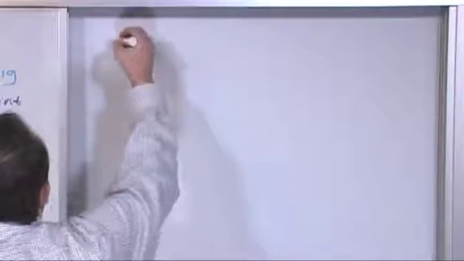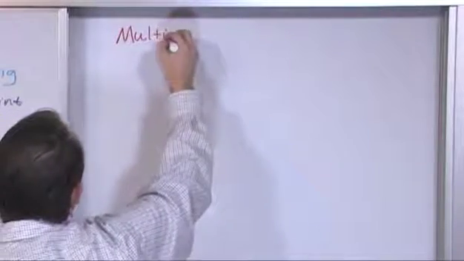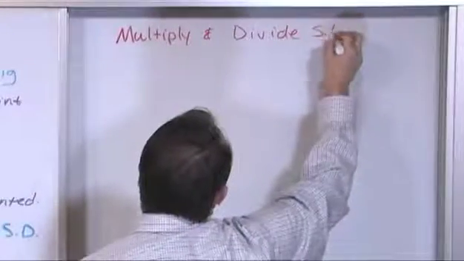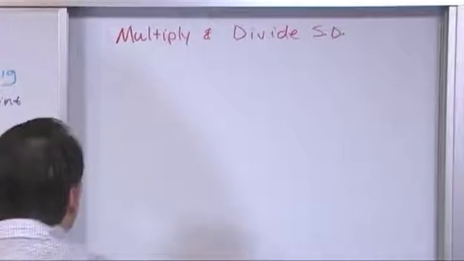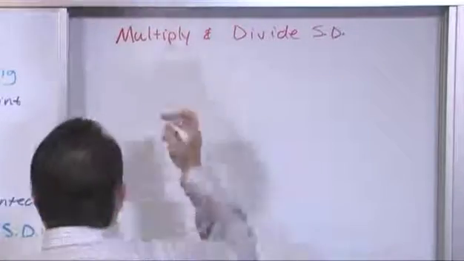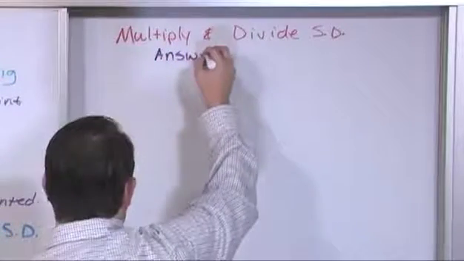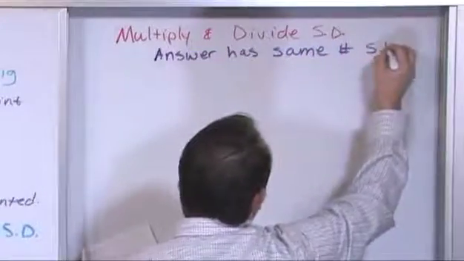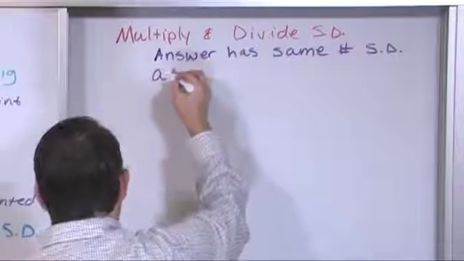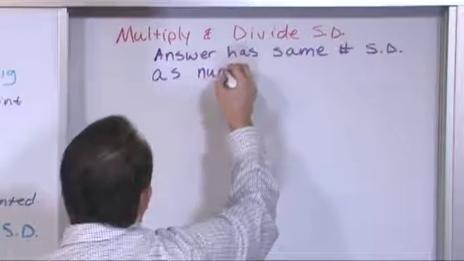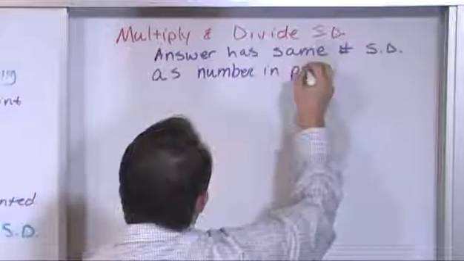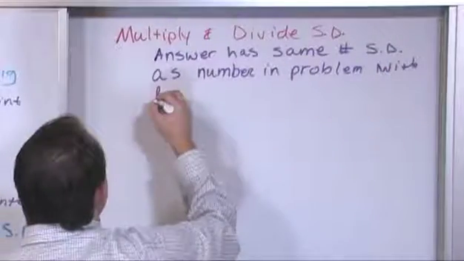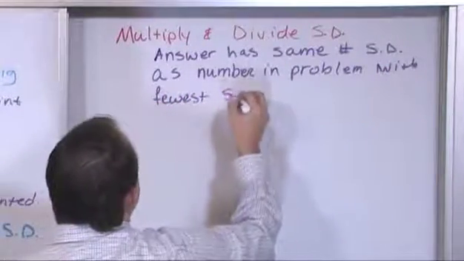If you were multiplying and dividing numbers with significant digits, what do you do? All right. Basically, the answer has the same number of significant digits as the number in your problem with the fewest significant digits. That's a lot of words.